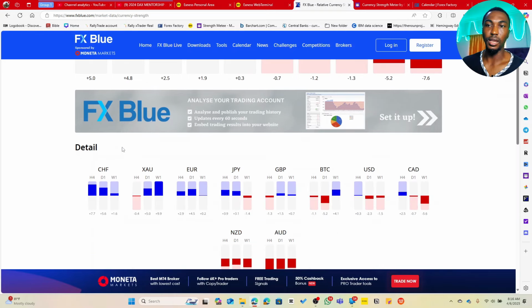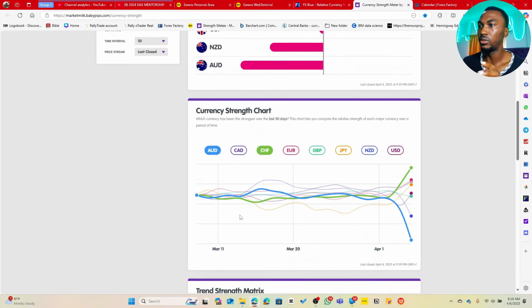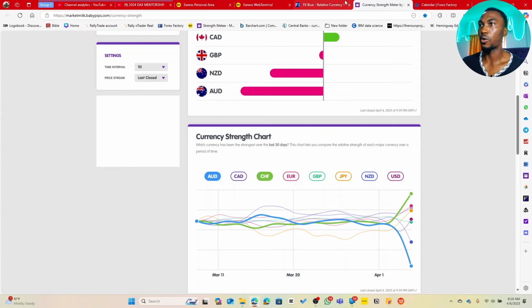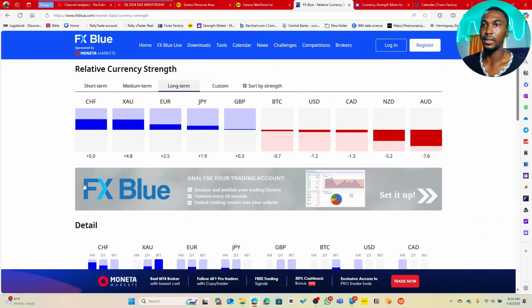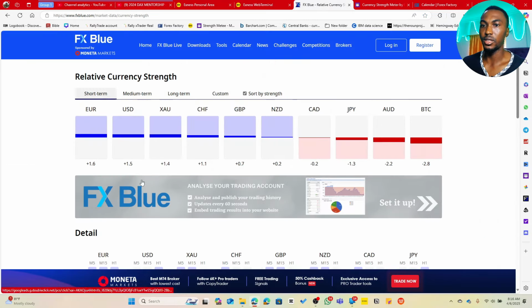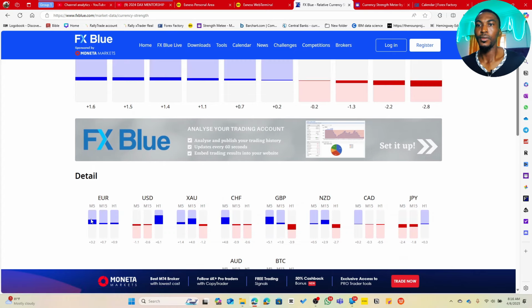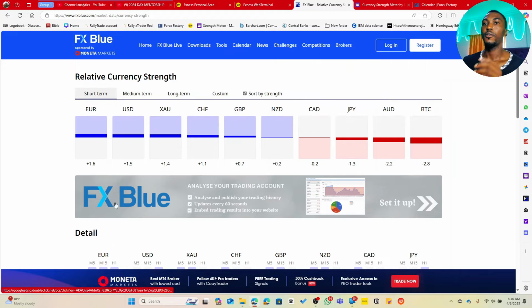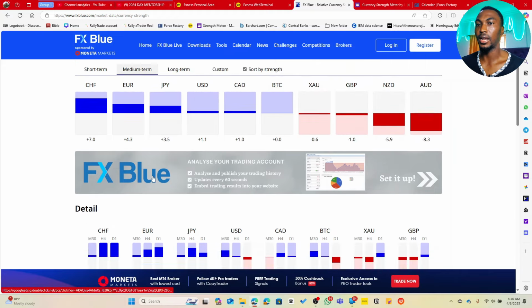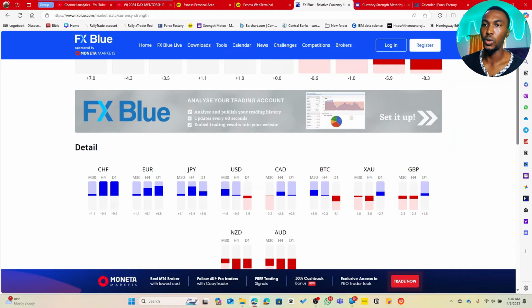It's combining 3 time frames. Remember, this is showing you 1 time frame alone individually. This is combining 3 time frames already and giving you an average. So you can do short term. Short term is for people who scalp. You can see the 5 minutes, 15 minutes, and the 1 hour. For the medium term, people who are intraday, who trade for a day or 2, you can see this is the 30 minutes, the 4 hours, and the daily.